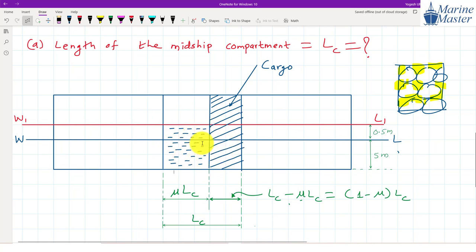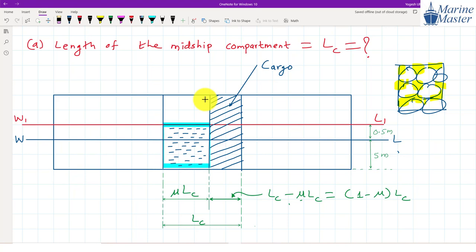So now here, what is the assumption, guys? Here, this part in which water is going to enter, this part. Let me use a different highlighter. This part where water is going to enter is not a part of the ship, guys.